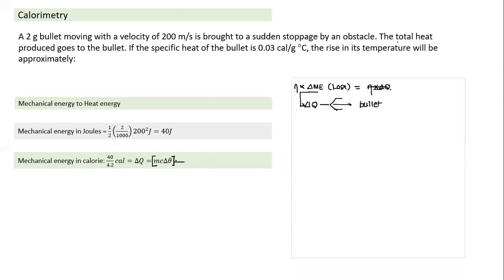This comes in the form of calories. If I use mass in grams and C as 1 calorie per gram degree centigrade, this entire amount MC delta T is in the form of calories. So one way is to convert these joules into calories and then equate to MC delta theta. In that case, M has to be in grams, C in calorie per gram degree centigrade, and delta theta in degree centigrade or Kelvin, both are the same. So we can convert 40 joules divided by 4.2 to so many calories, equate the equation, and find the answer.